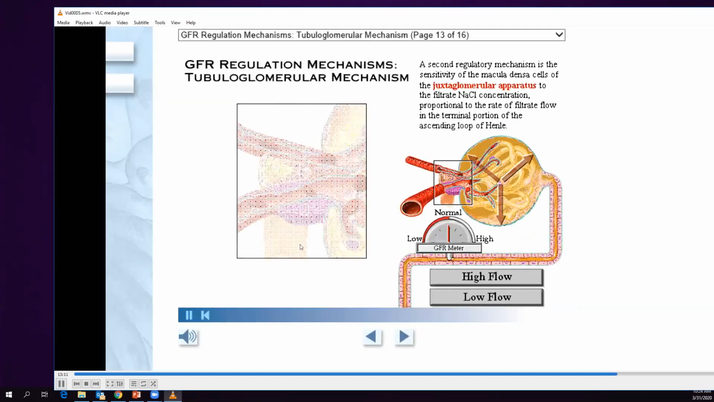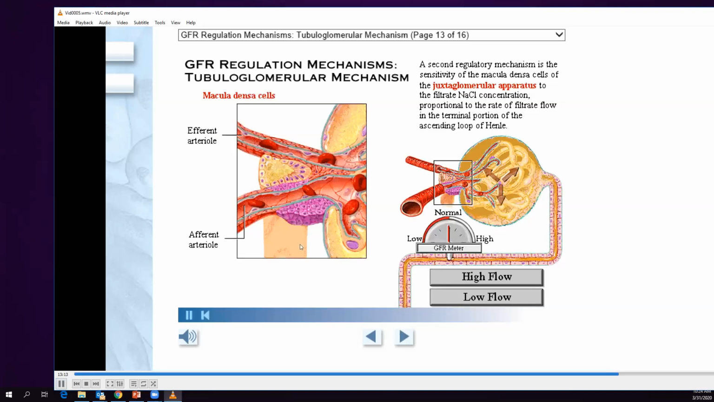A second regulatory mechanism is the sensitivity of the macula densa cells of the juxtaglomerular apparatus to the concentration of sodium chloride in the filtrate, which is proportional to the rate of filtrate flow in the terminal portion of the ascending loop of Henle. Okay, what did all of that mean? Because that's a whole lot of words. You're like, I don't understand.